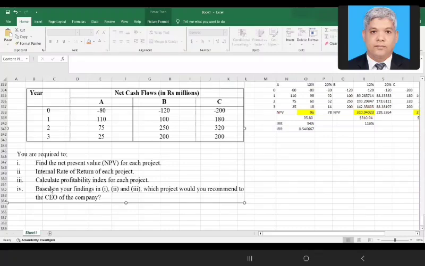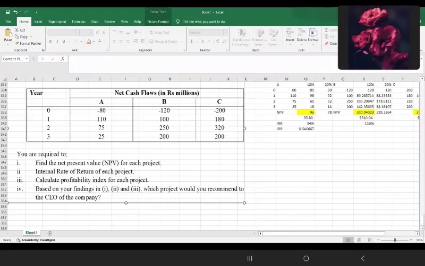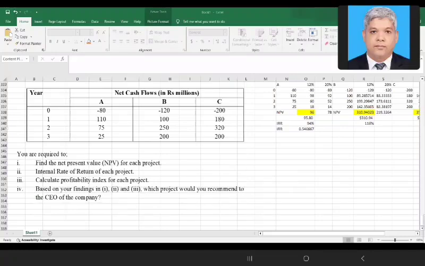And regarding that, calculate the profitability index for each project. That can be done easily. Hope that you can do it. Can you share your answer if you have? Anybody else, if you have done it?